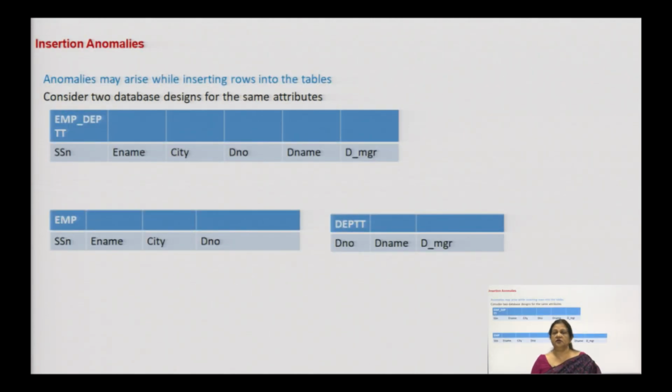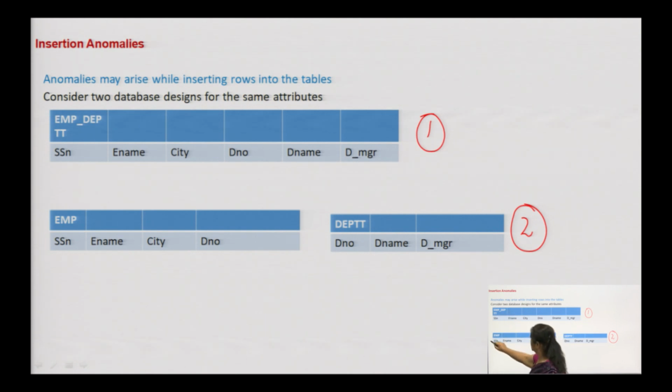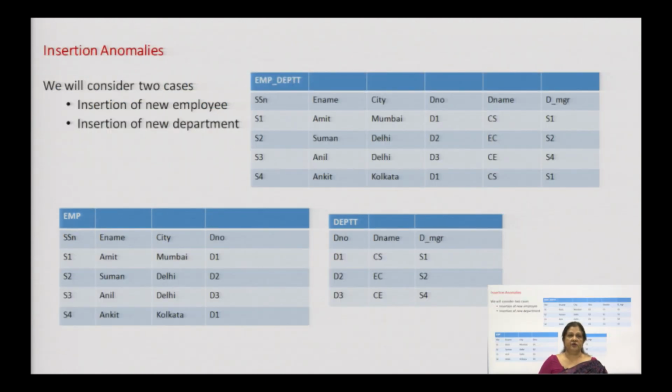To understand the insertion anomaly, let us consider we have the attributes SSN, ename, city, DNO, dname, and dmanager, and we take two designs for the same set of attributes. One is a single relation, employee department, and the other is two different relations, employee and department. That is, all the attributes have been divided into two different relations. Now, let us see what happens when we try to insert data into these two sets of relation schemas.